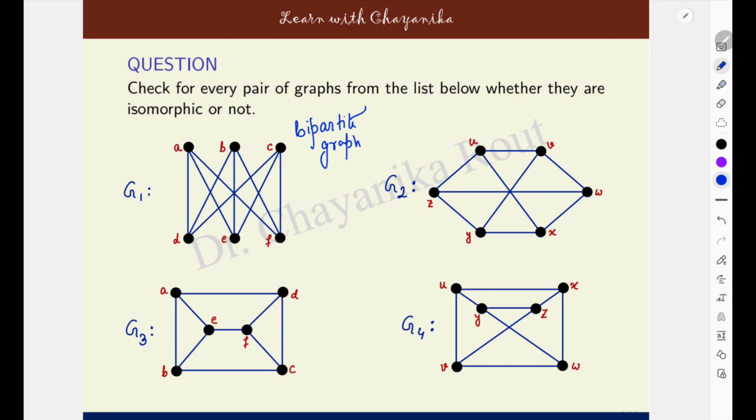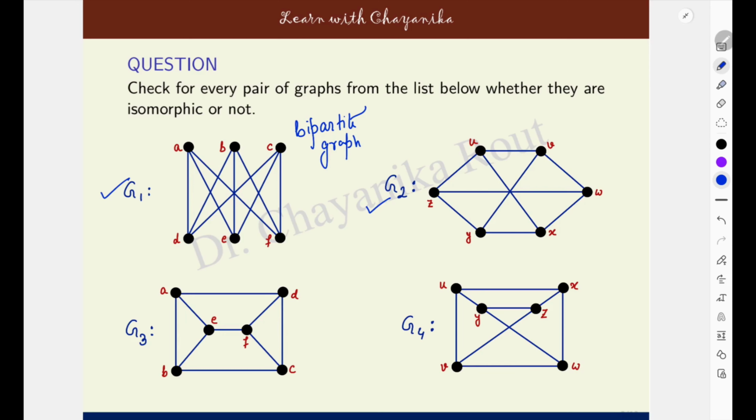Now let us compare the graphs G1, G2. If you try to redraw the graph G2 in the bipartite structure, you will find G2 can be drawn as a bipartite graph and it will look exactly the same as the graph G1. That is, G1 and G2 will be isomorphic graphs. That you can check yourself just the way we solved in the previous lecture.